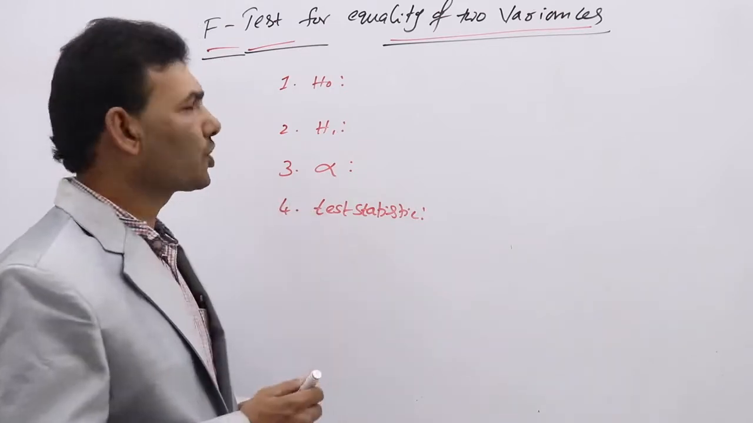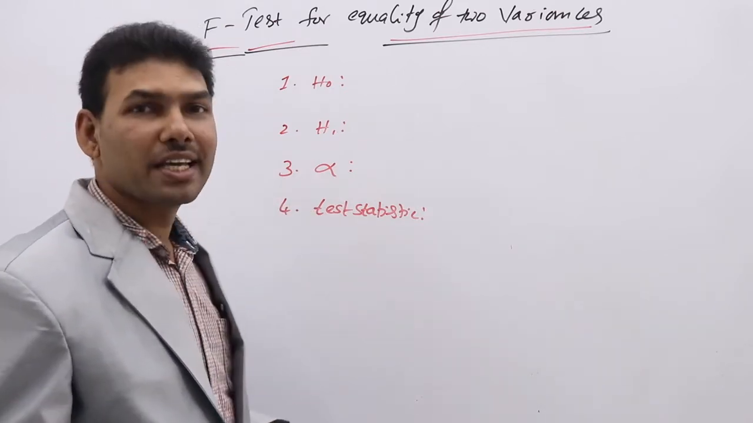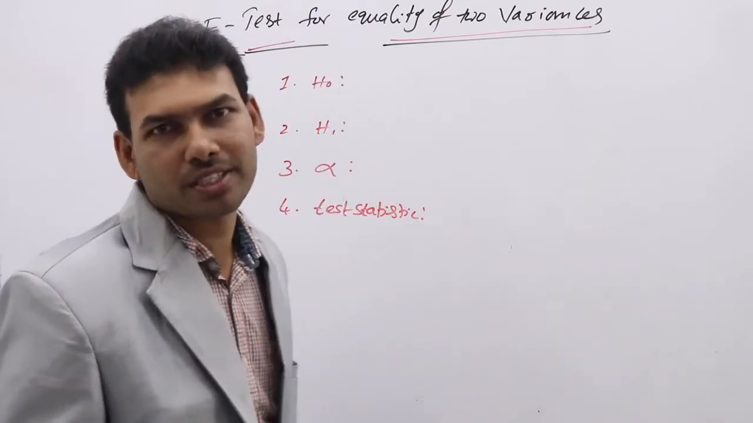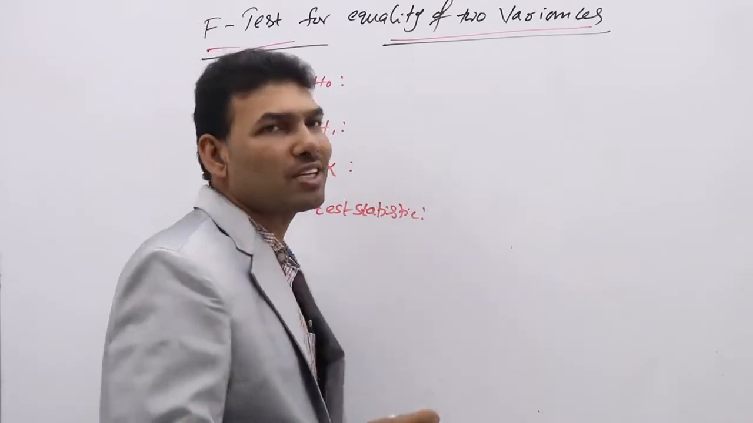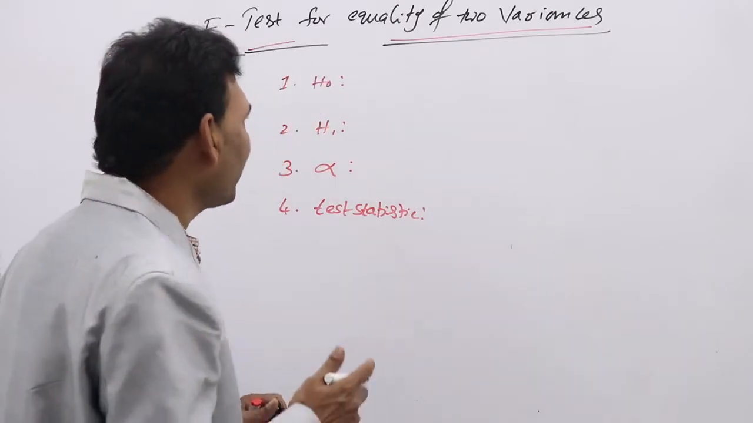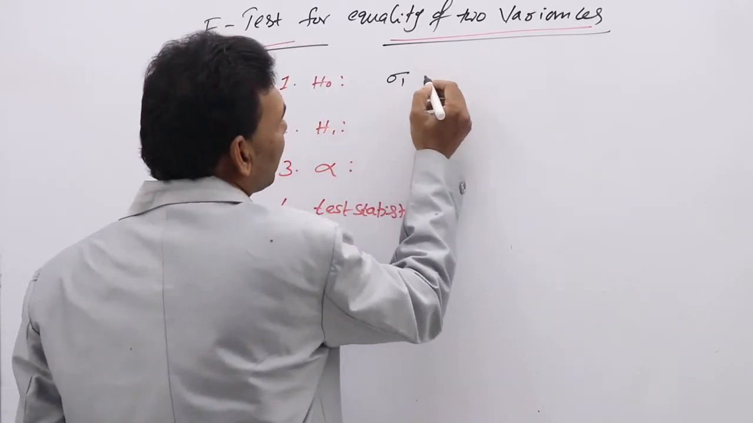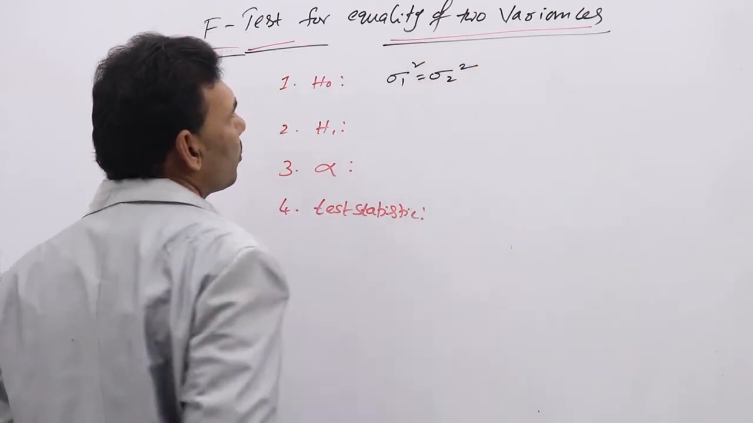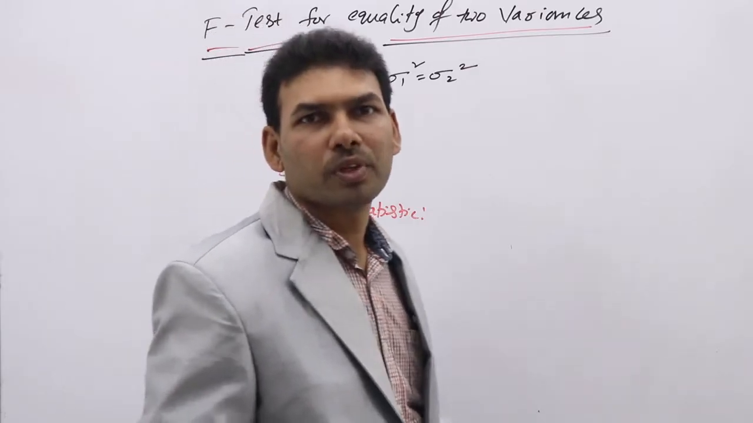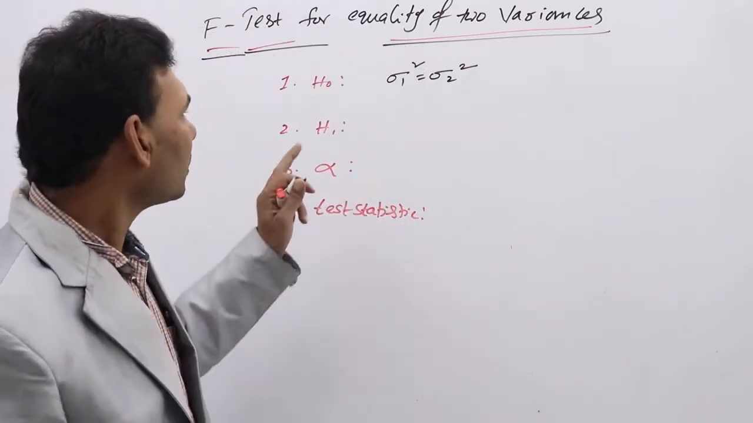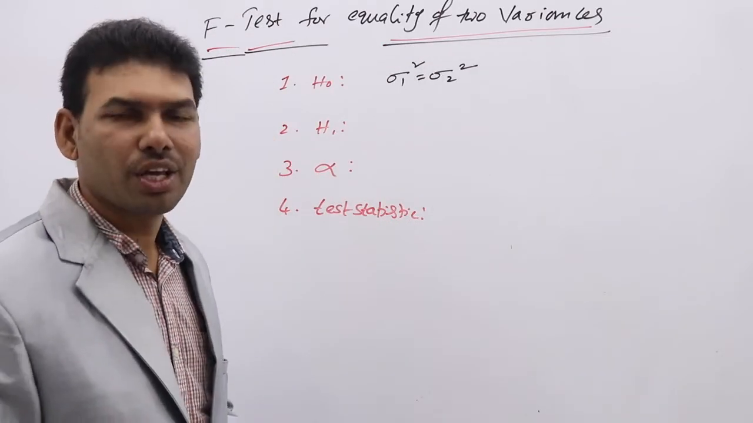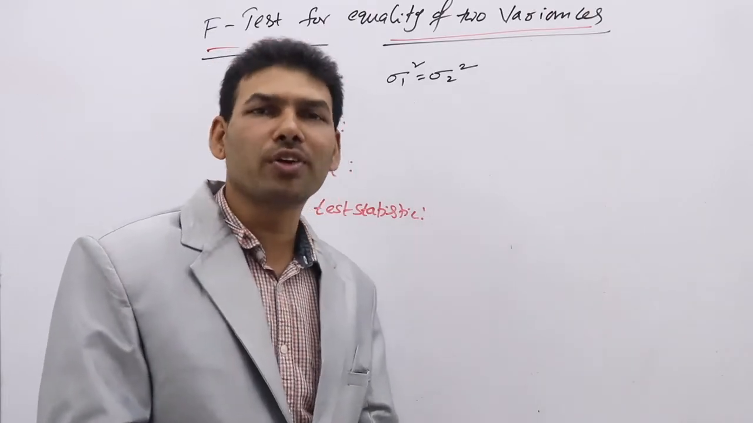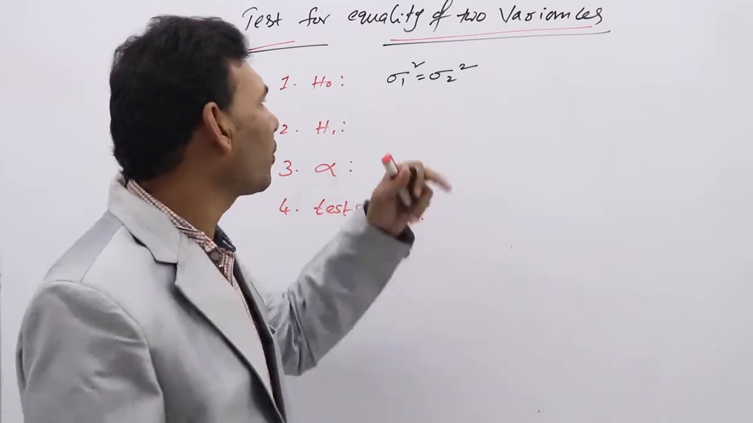Now H0 is null hypothesis, a hypothesis of no difference. Whenever you are testing on difference of variances, you feel that variance has no difference. That means sigma 1 square equal to sigma 2 square. This is H0, standard H0. If you identify for the given problem, we need to apply F test, then immediately you can write H0, this one only.